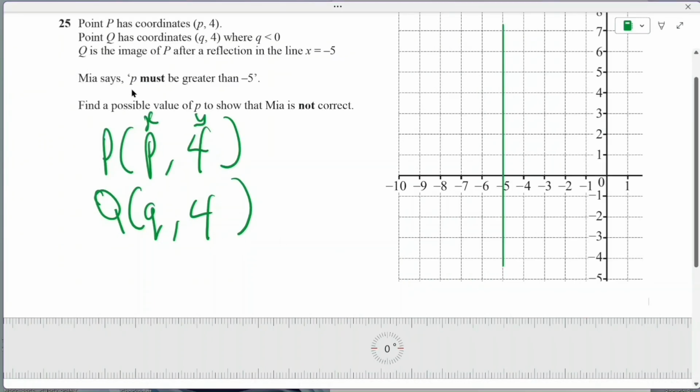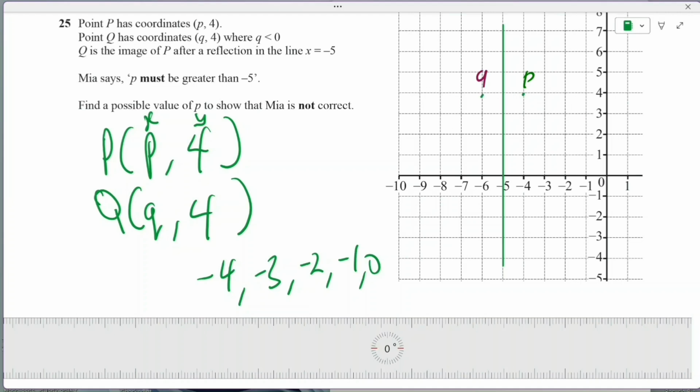Now Maya says p must be greater than -5, and you know numbers greater than -5 are -4, -3, -2, -1, 0, and so on. So it means that P on this y coordinate can be here. That means p can be -4. Then if it's one unit away, Q will be here on this other side. Q will reflect here.